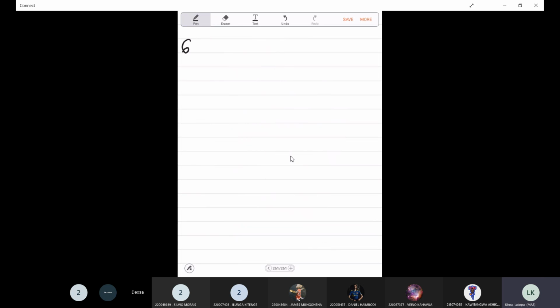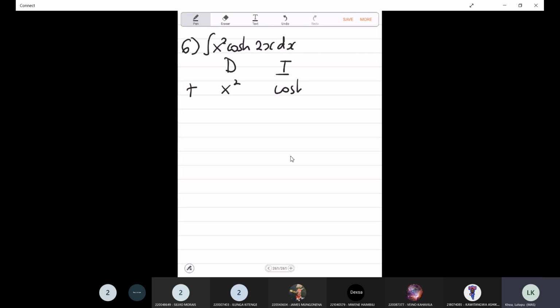Number 6. The integral of x squared hyperbolic cos of 2x. This one is almost the same as the one we just did. Again, what you differentiate, what you integrate, first row is positive. So x squared, hyperbolic cos of 2x.